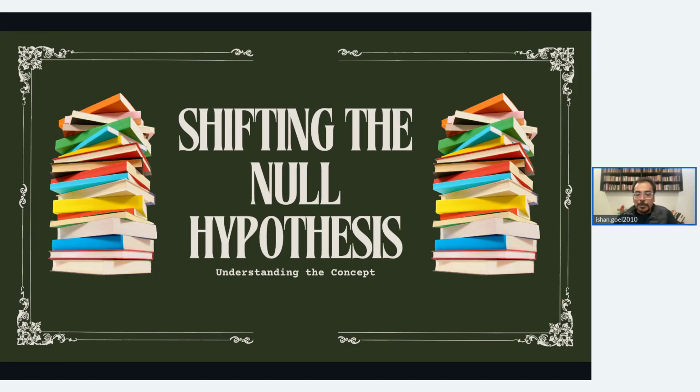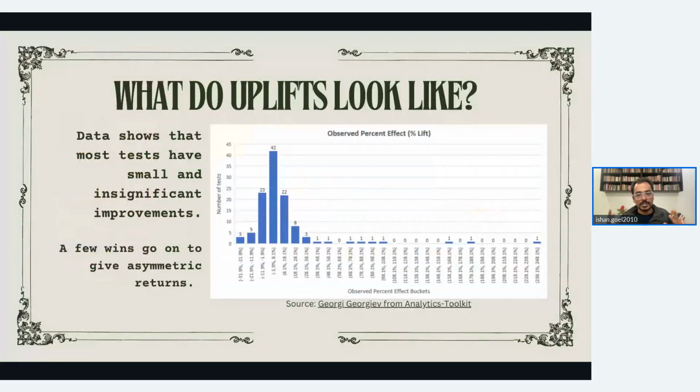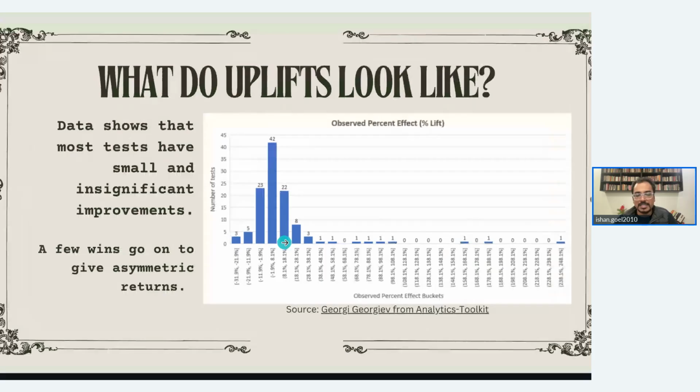So, shifting the null hypothesis, understanding the concept. I'll first take you through this story on why we should even shift the null hypothesis. This is a chart that I took from a blog written by Georgi Georgiev from Analytics Toolkit. This chart plots the distribution of uplifts in data, essentially. What is the observed effect uplifts that you see across multiple tests?